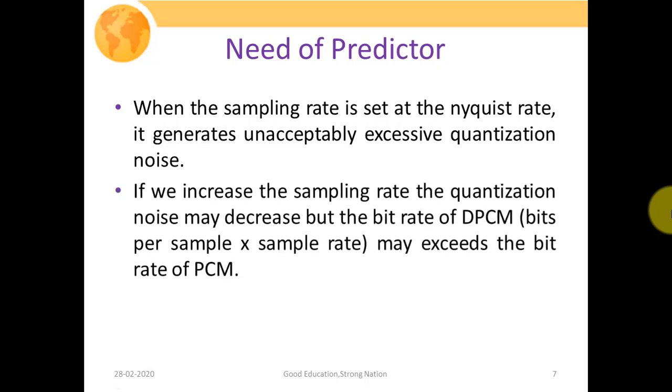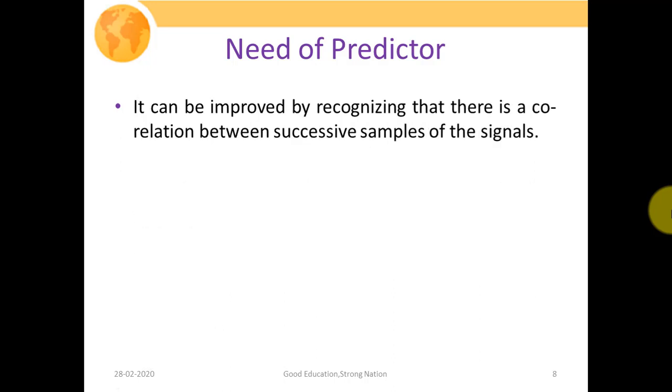So if we increase the sampling rate, the quantization noise may decrease, but the bit rate of DPCM, that is the number of bits per sample times the sampling rate, may exceed the bit rate of the PCM. If this is the case, there will be no utility in using the DPCM, since the bit rates of PCM and DPCM are both equivalent to each other. This case can be improved by recognizing that there is a correlation between successive samples of the signal.